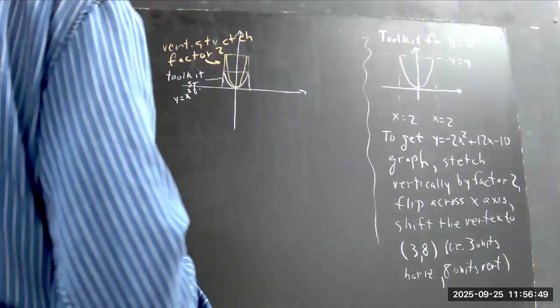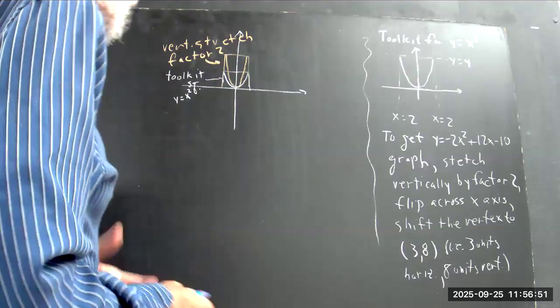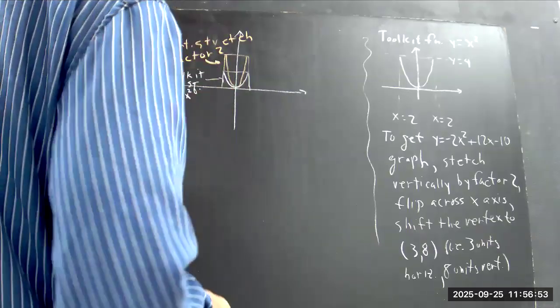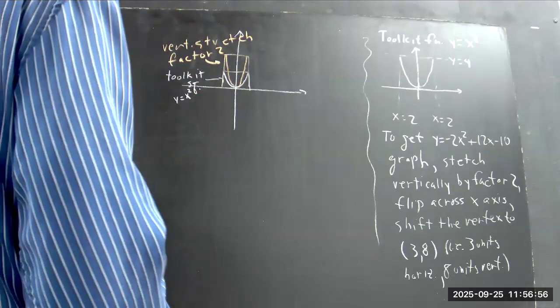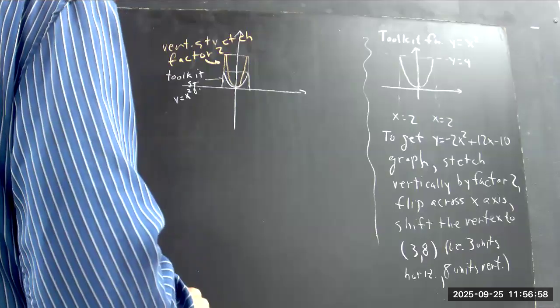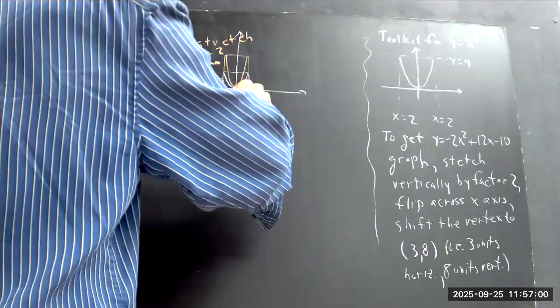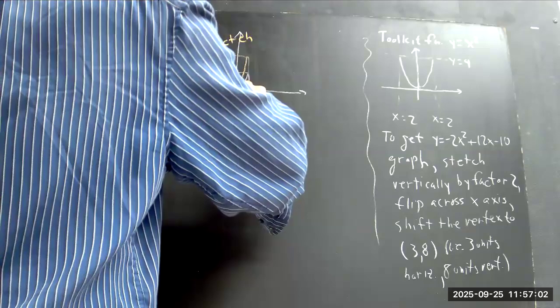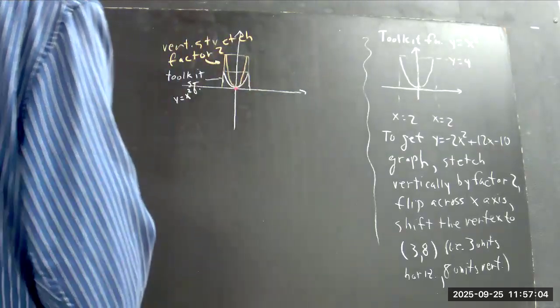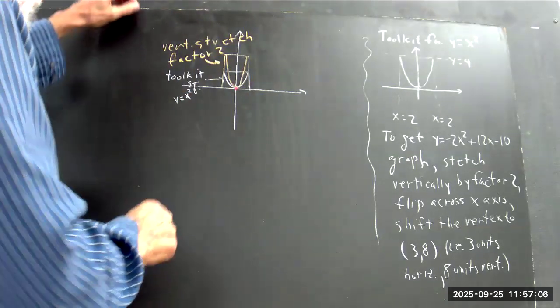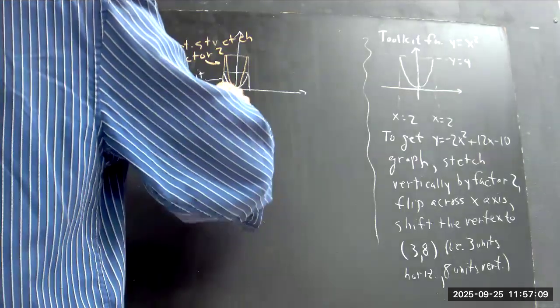And there is our parabola. Then we flip that across the x-axis. Now, if you're in my class, you're familiar with the red dot, so let's just track the red dot. That's the vertex for the squaring function. Okay, we flip it.